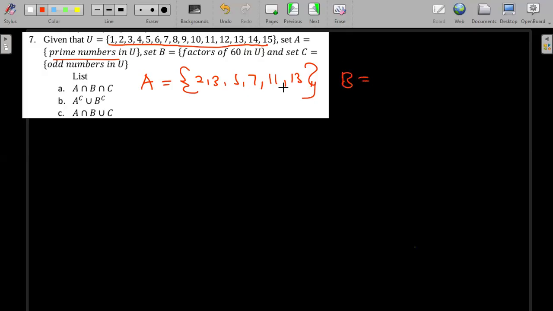Set B, they've said the factors of scarcity that are in this set here. So meaning numbers that are here that can go into scarcity without leaving a remainder. So 1 can go there, 2 can go there, 3 can go there. Can 4 go into scarcity?